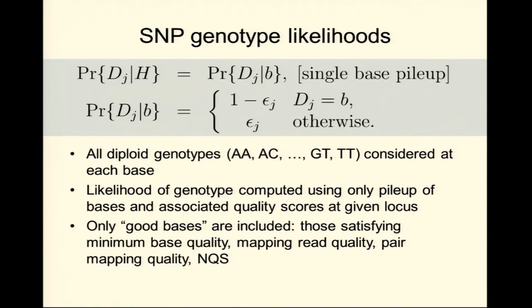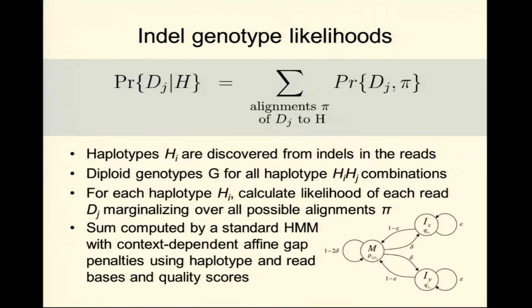There are several tricks here. One of the tricks is that when we're computing the SNP likelihoods, we only use the good bases, meaning the bases that satisfy a certain quality threshold, and we're also only using the good reads, meaning that we only use reads that satisfy, for example, a minimum mapping quality and several other filters. But in the end, you get these clean genotype likelihoods, and those are passed forward to the algorithm.